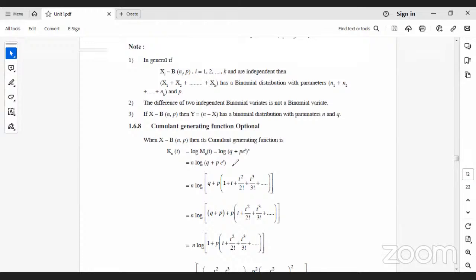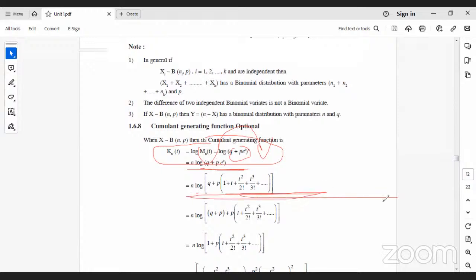So see here, with X following B(n, p), its cumulative generating function is K_X(t). We can write log M_X(t), which is log of (q + pe^t)^n, as usually we are writing here. So n log(p e^t + q). What is e^t?